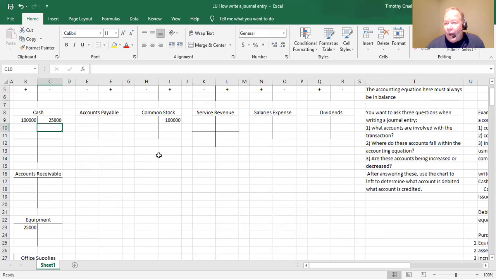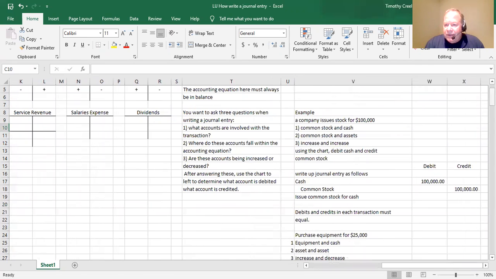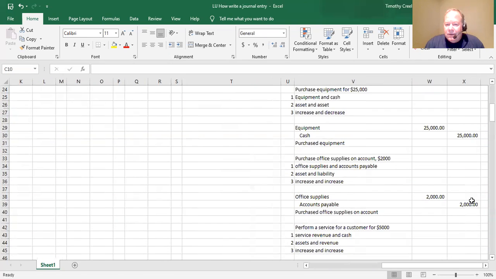So after you write up the journal entry, that journal entry has to be posted to the accounts. And all these T accounts represent the accounts that you're posting to. So let's do it with the next one here. We have office supplies debit for 2,000 and accounts payable credit for 2,000. This would mean that we bought office supplies on account.